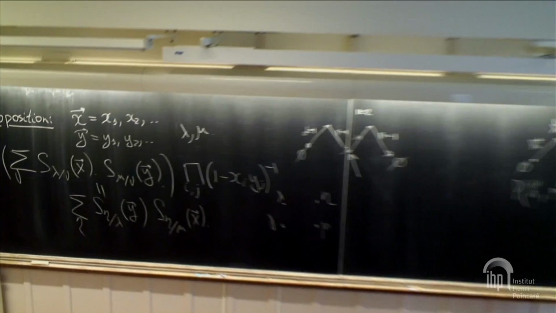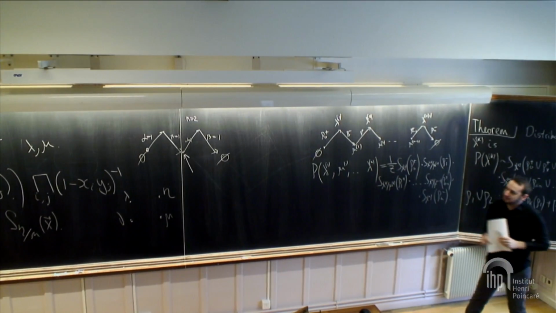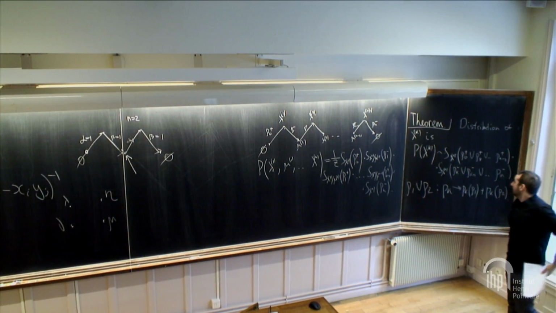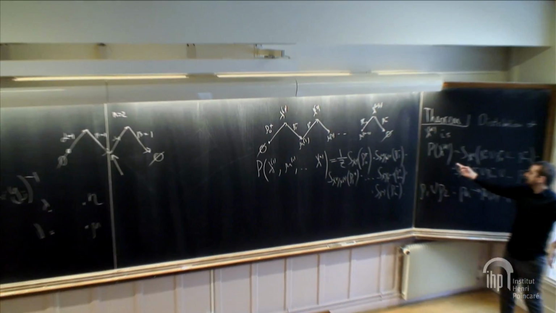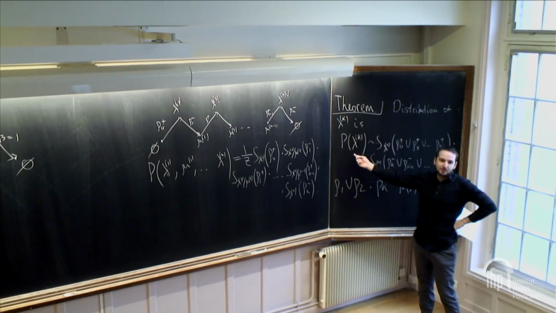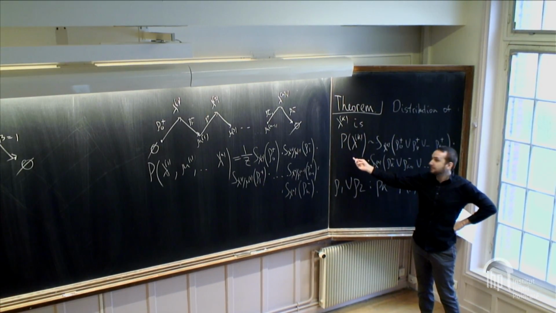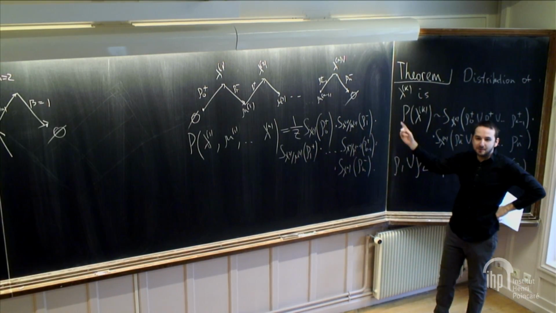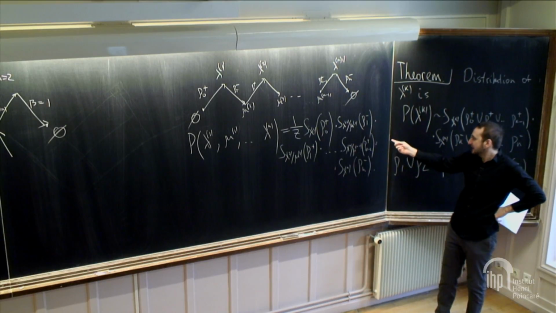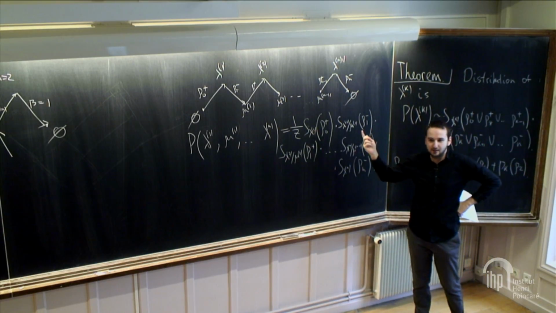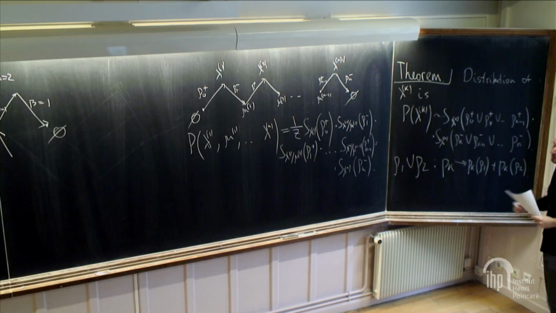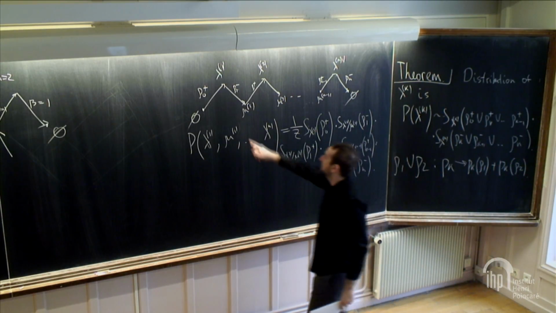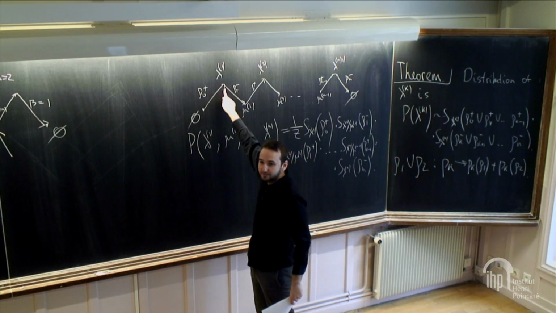Okay, so given these two identities, let's try to prove this theorem. So how do you really find the distribution of lambda k? Well, what does it mean that you need to find the distribution of lambda k? Essentially, you just need to take this formula, then you need to do a summation over all Young diagrams except for the lambda k. So that's what I will try to do. So let's start, we will be summing sequentially one by one. So let's first sum over lambda 1.